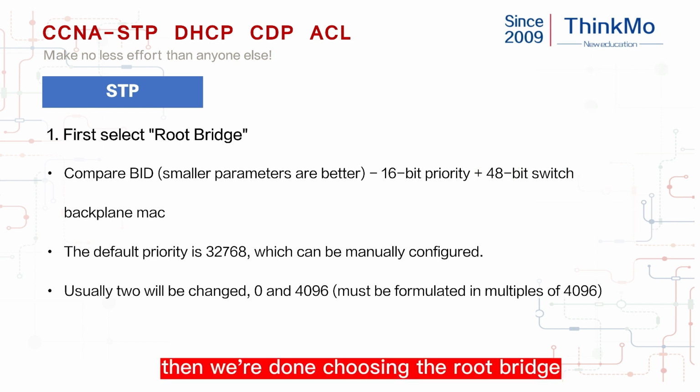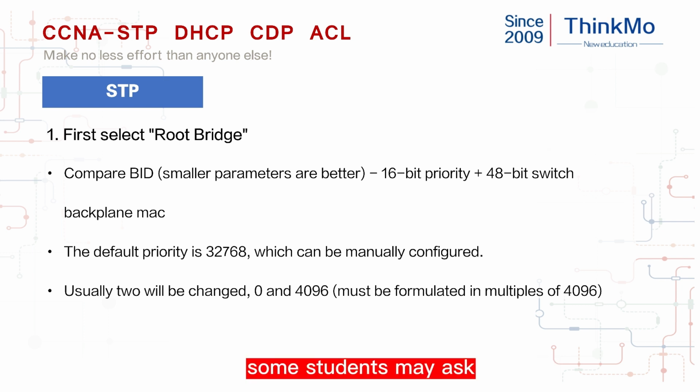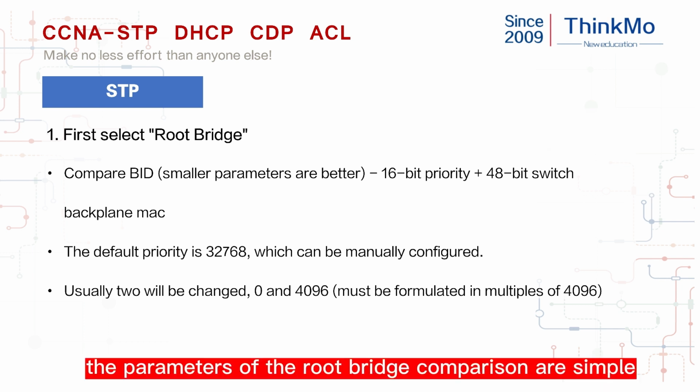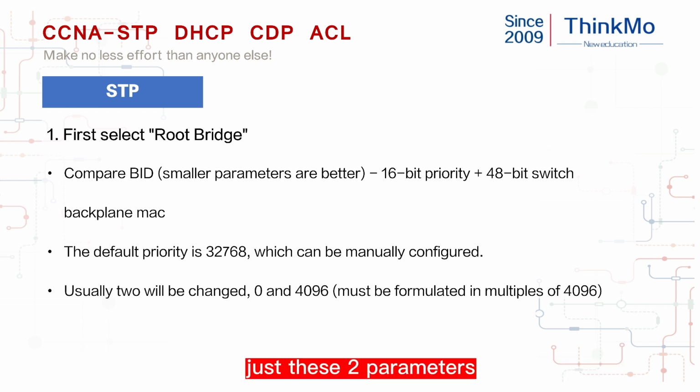Then we're done choosing the root bridge. There will only be one root bridge. Do you think there may be 2 root bridges? Some students may ask. Will these parameters not compare? It won't. Because we learned before, the MAC address is globally unique. MAC address will not be repeated. So we must be able to compare. So there is no doubt that the parameters of the root bridge comparison are simple. Just these two parameters. A comparison will come out the result.